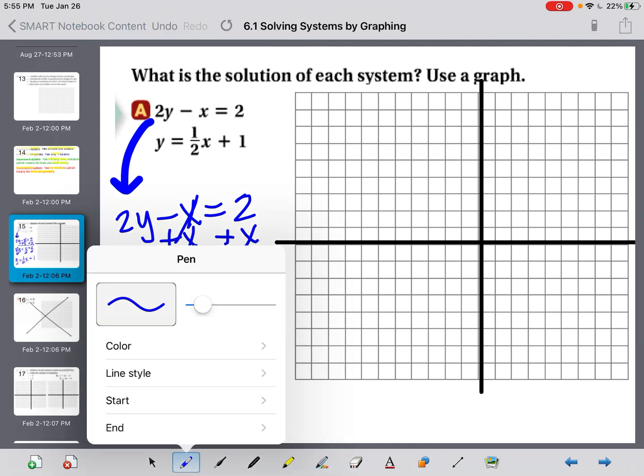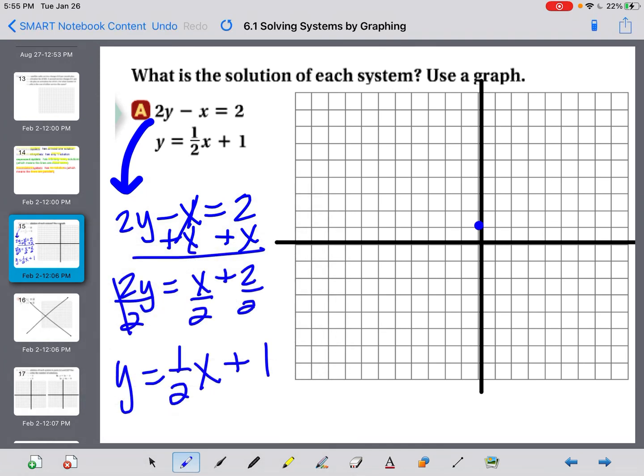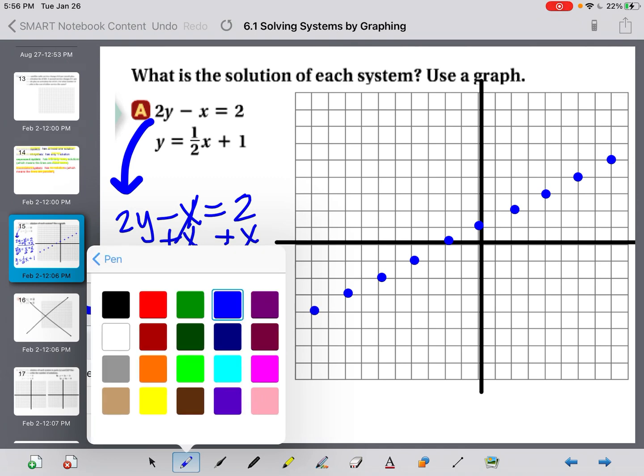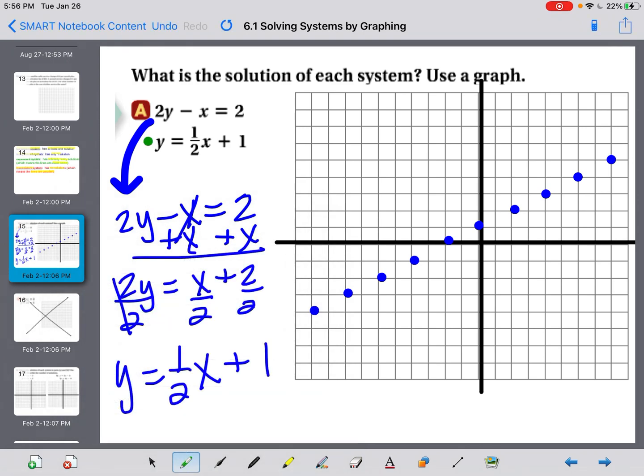Okay, when I go to graph that, I'm going to start it at 1, and I'm going to go up 1 over 2. And then down 1 and back 2 just to get the rest of that line. Okay, the second line, this one, I'm going to start at 1. Go up 1 over 2. Okay, so this one is exactly the same line.